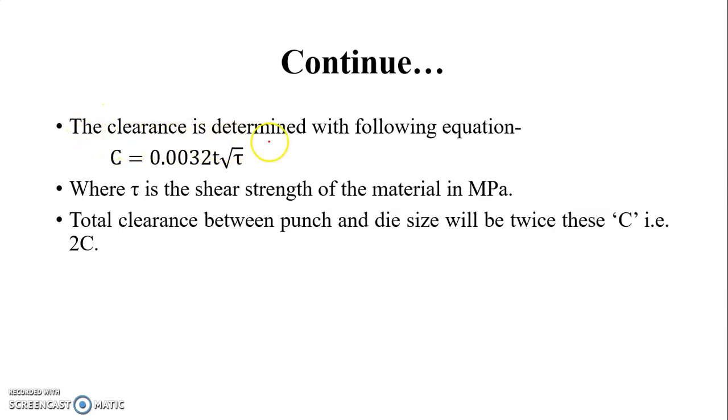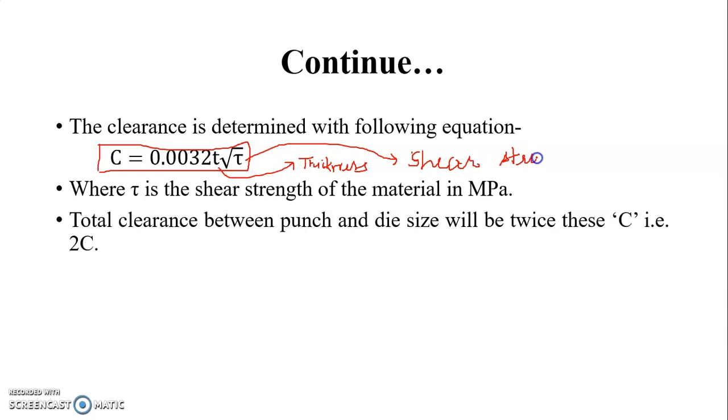Continue. The clearance is determined with the help of the following equation. This is the equation for calculating the clearance. Here T is the thickness of the sheet, and tau is the shear stress generated while punching the sheet metal. Total clearance between punch and die size will be twice of this, that is 2C. We have to give the clearance twice of this value to the die or to the punch.